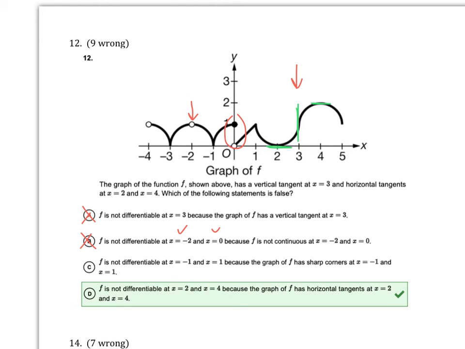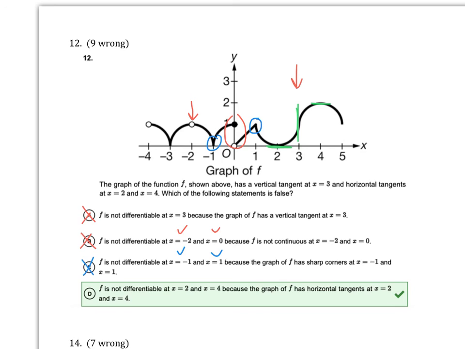Part C, f is not differentiable at x equals -1. Again, that's true. It's not differentiable there. And at x equals 1, for the same reason, we come to that cusp type point. So that's also true, okay, those sharp corners. So it can't be C. So by default, it's D, but let's just talk about why.